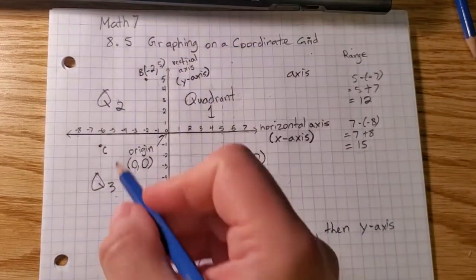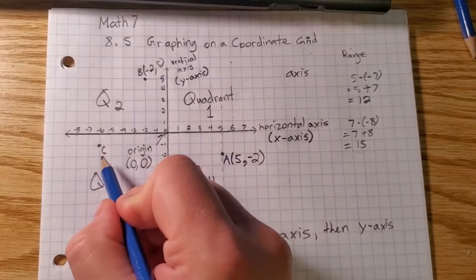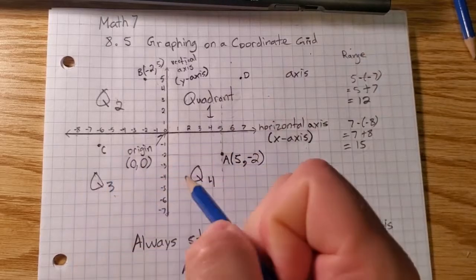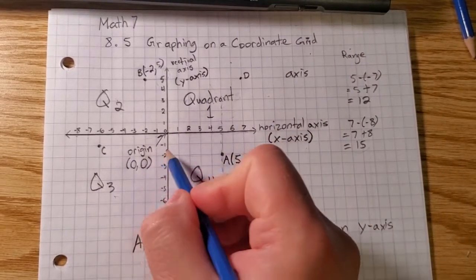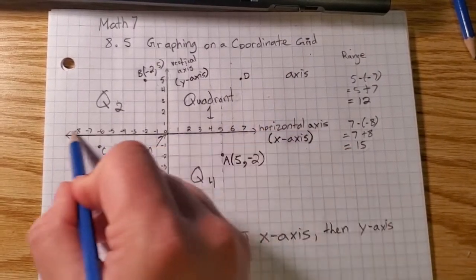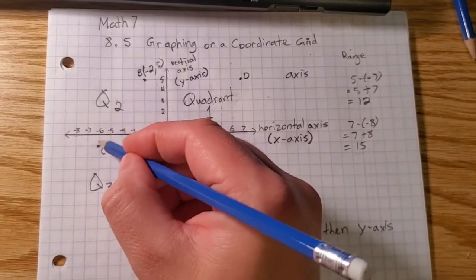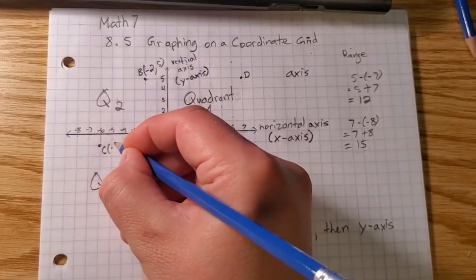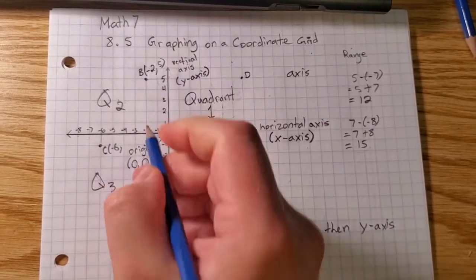Okay. What about C over here? I was also going to do D over here. Let me draw that in. C. Well, x-axis is first. It's this one that goes left and right. So where along is it? It's the -6. And it is with -1.